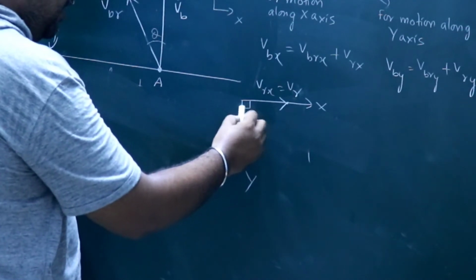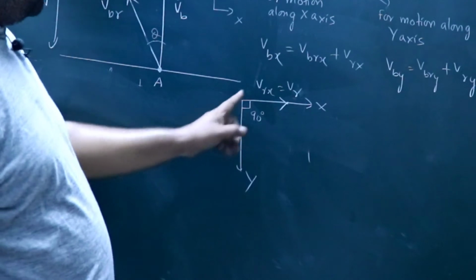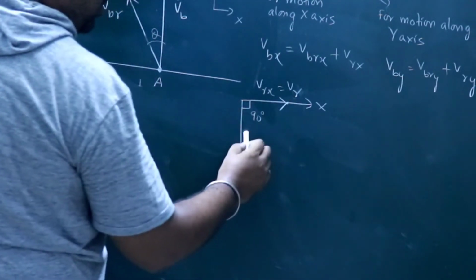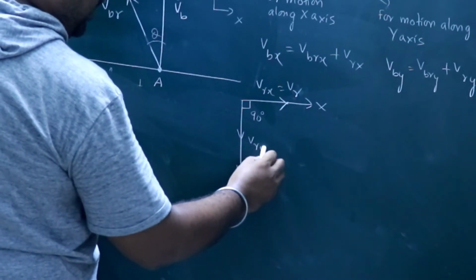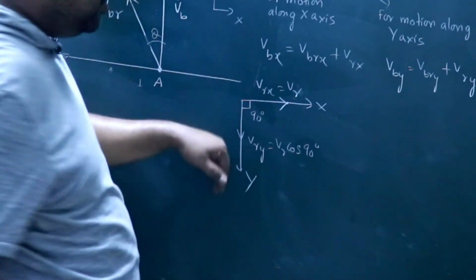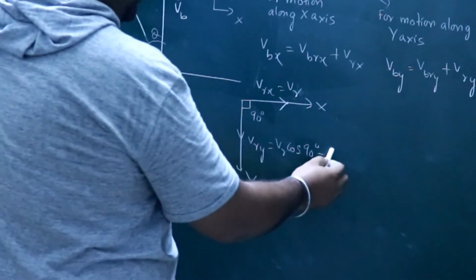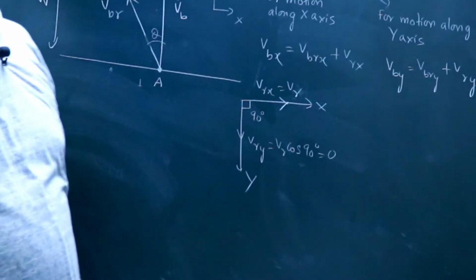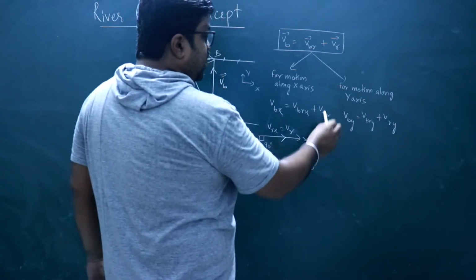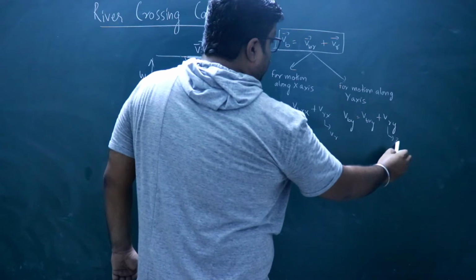Now this angle is 90 degrees, because the angle between the x-axis and y-axis is 90 degrees. So if this is vr, the component of velocity along the y-axis, that is vry, will be vr cos 90 degrees. This will be the base component, the cos component. Cos 90 is 0, so vry will be equal to 0. Now we have the values of vrx and vry: this value is vr and this value is 0.